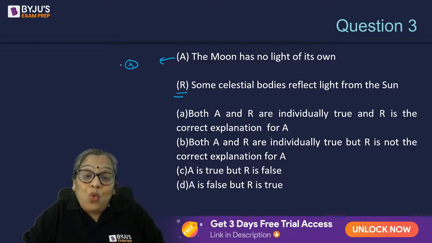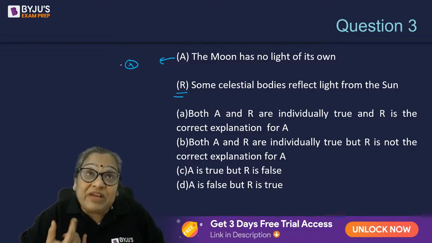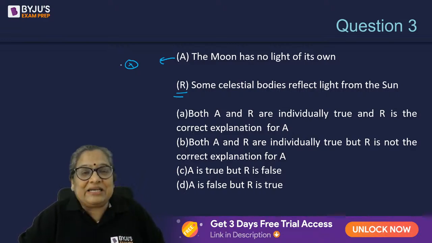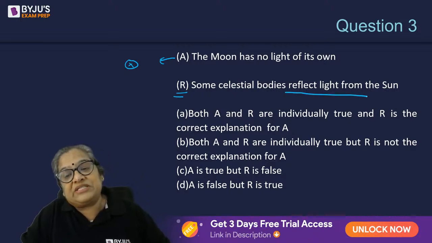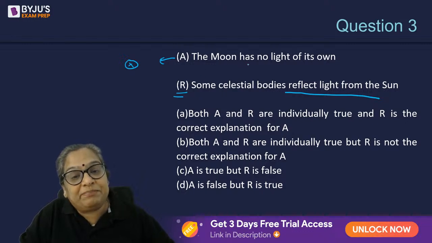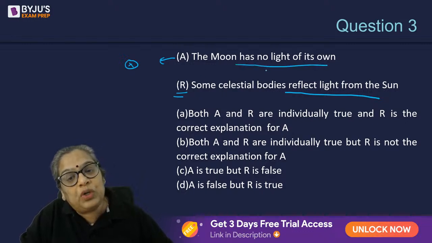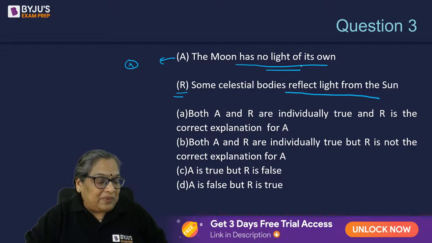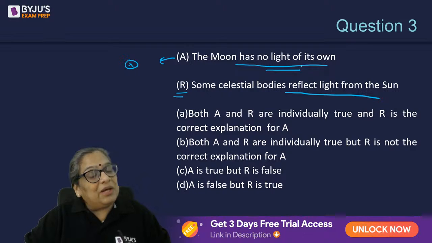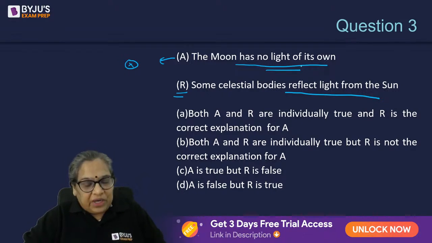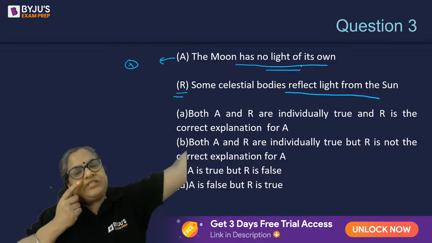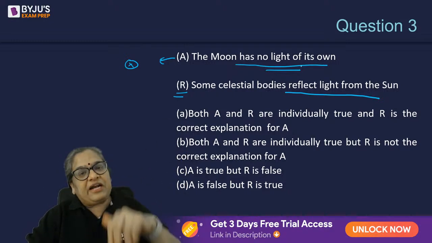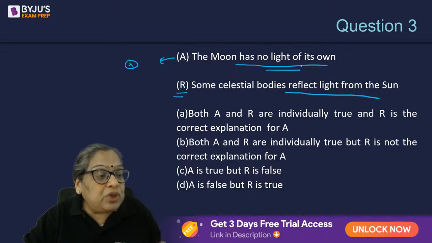Right? The moon glows. We feel that it is lit. We feel that it has light of its own because it reflects light from the sun. But does R explain why the moon has no light of its own? Just look at the question and decide whether you want to add A or B. The moon has no light of its own, if you agree with it. Do you think the fact that there are some bodies which have no light of their own and they reflect light from the sun, that explains why the moon has no light of its own?